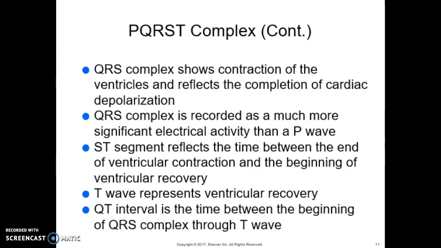Looking again, the QRS complex shows contractions of the ventricles and reflects the completion of cardiac depolarization. The QRS complex is recorded as a much more significant electrical activity than the P wave. The ST segment reflects the time between the end of the ventricular contraction and the beginning of the ventricular recovery. The T wave represents ventricular recovery, and the QT interval is the time between the beginning of the QRS complex through the T wave. So this is a lot, and it will take a little bit of time to go through and understand, but you will get it.